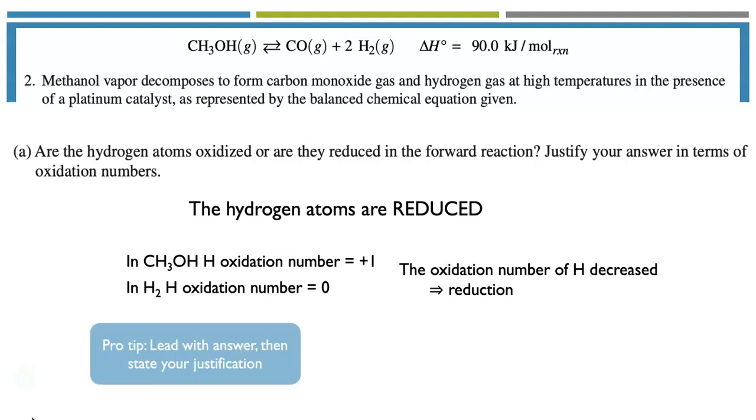Pro tip, when you're answering questions like this, lead with your answer and then state your justification. They're reduced, and we know it from the oxidation numbers. And that's really a good strategy when you're writing answers to these kinds of questions. And this was worth 1 point. So you had to have correct oxidation numbers and a correct interpretation.